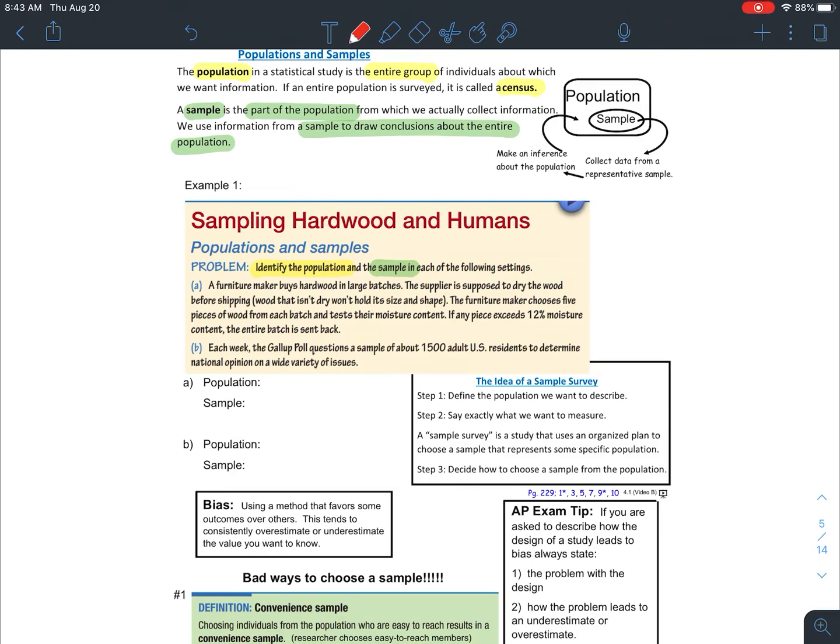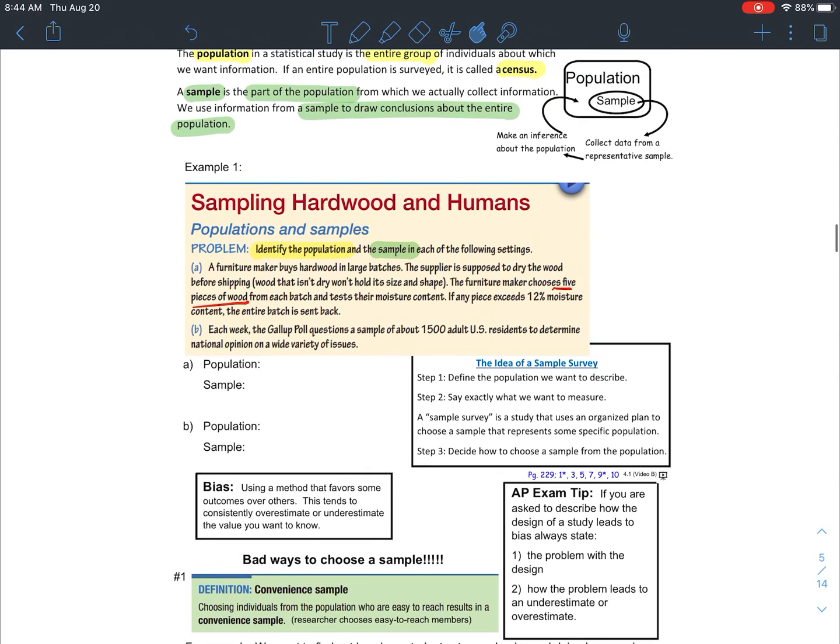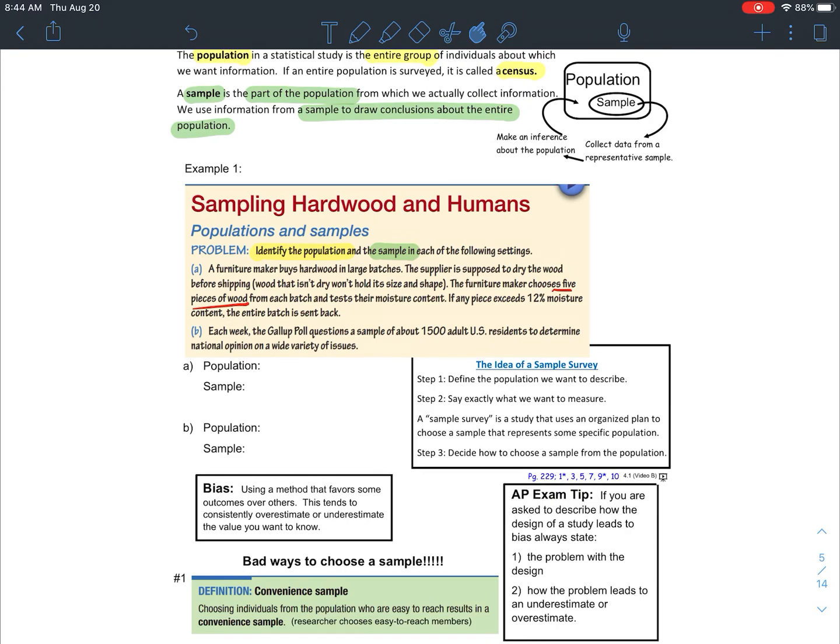I don't know if you guys have ever done a home improvement project at home and you go to Lowe's and maybe you're looking for a 2x4 and if you actually look at many of the 2x4s at Lowe's anyhow, they often are not straight and have a curvature, and what this is referencing is if the supplier did not allow the wood to dry before they shipped it, it tends to bow or not hold its size and shape. Okay, so reading on, it says the furniture maker chooses 5 pieces of wood from each batch, and he's testing their moisture content. So if any piece would exceed 12% moisture, then the entire batch is going to be sent back.